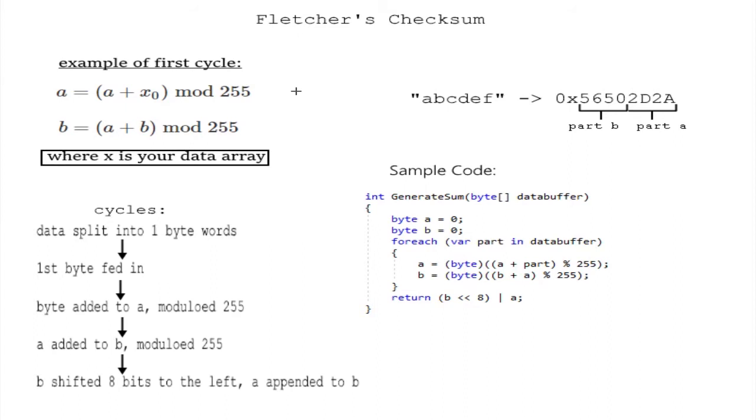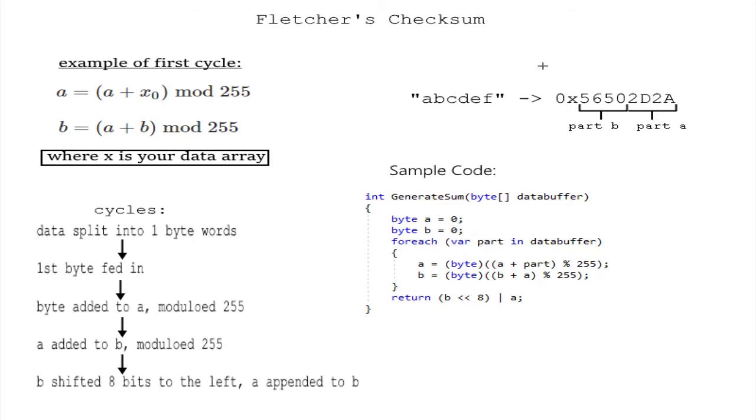And if they're different, then that means something has been modified in the file, or there might have been an error in the transmission of that file. So that's just a quick rundown on what a checksum is. So, into what Fletcher's checksum is.